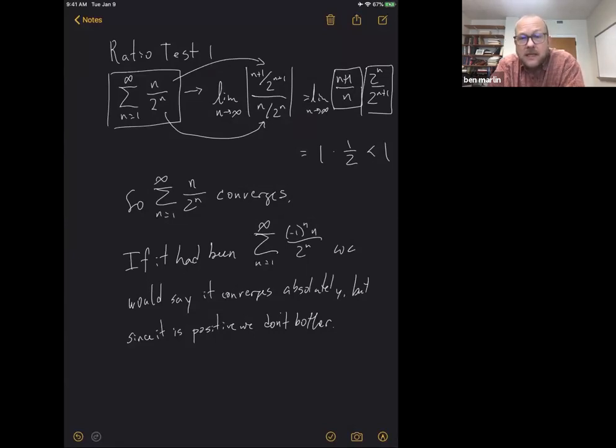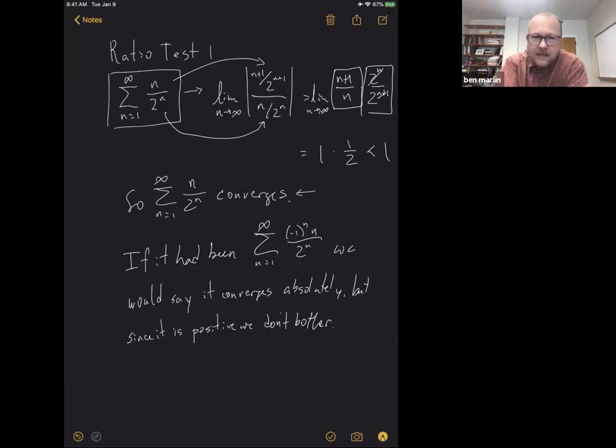But before taking the limit, you could actually cancel on these and have just 1/2. And then in the limit, the 1/2 is still a 1/2. So you end up with 1 times 1/2, which is a number less than 1. So if that limit that you got was less than 1, the ratio test said convergence. Boom, done. Okay. So that tells us that this series here converges.